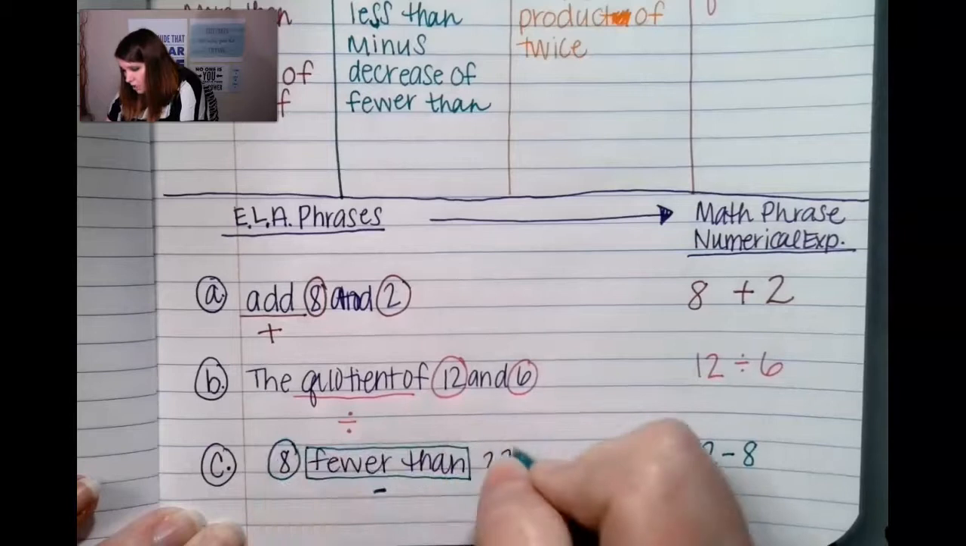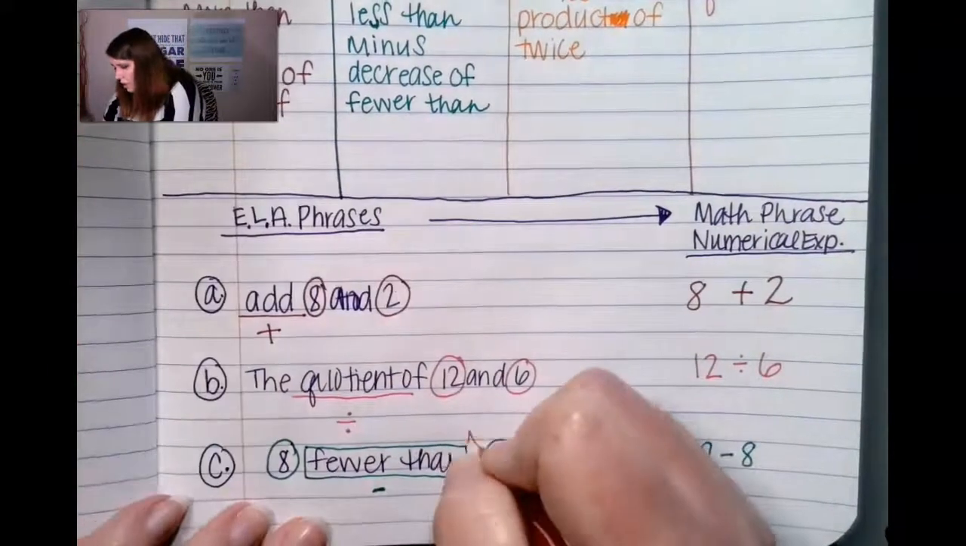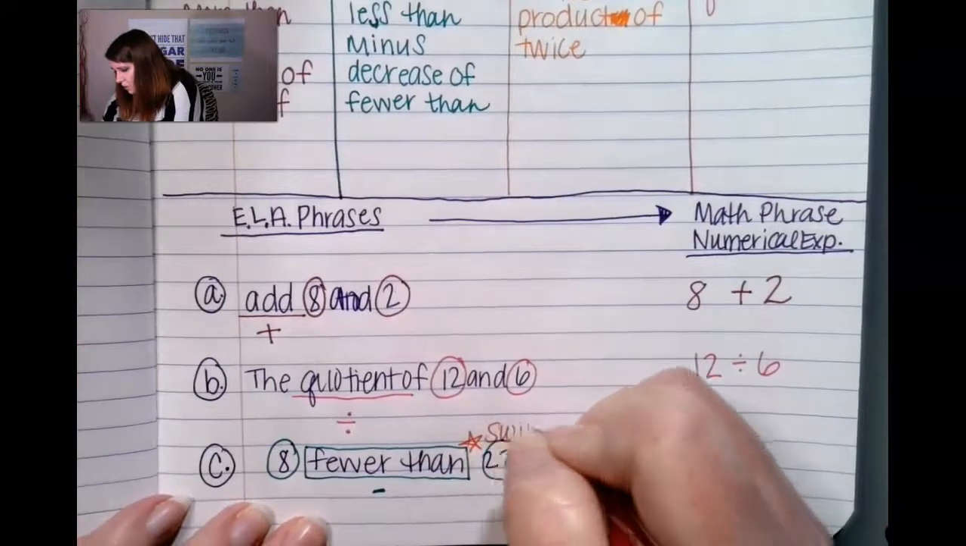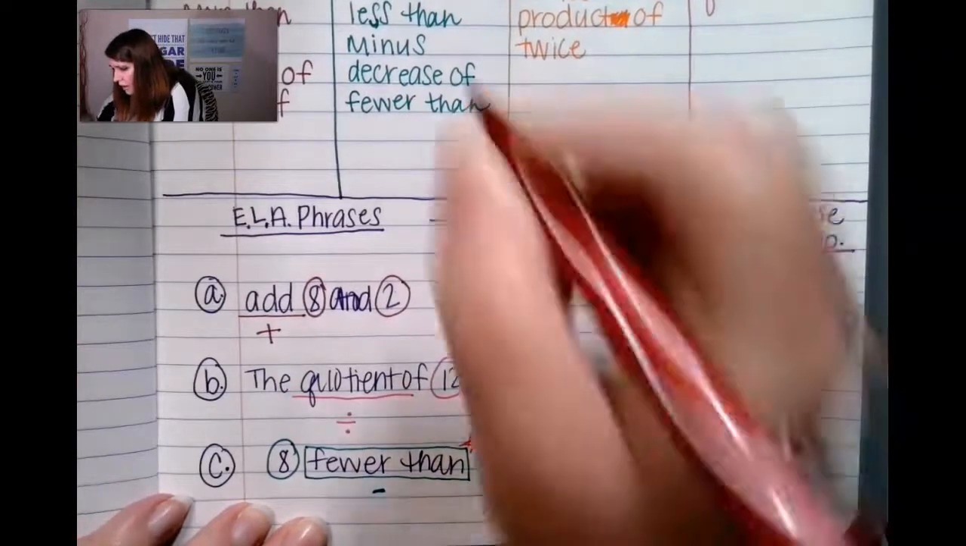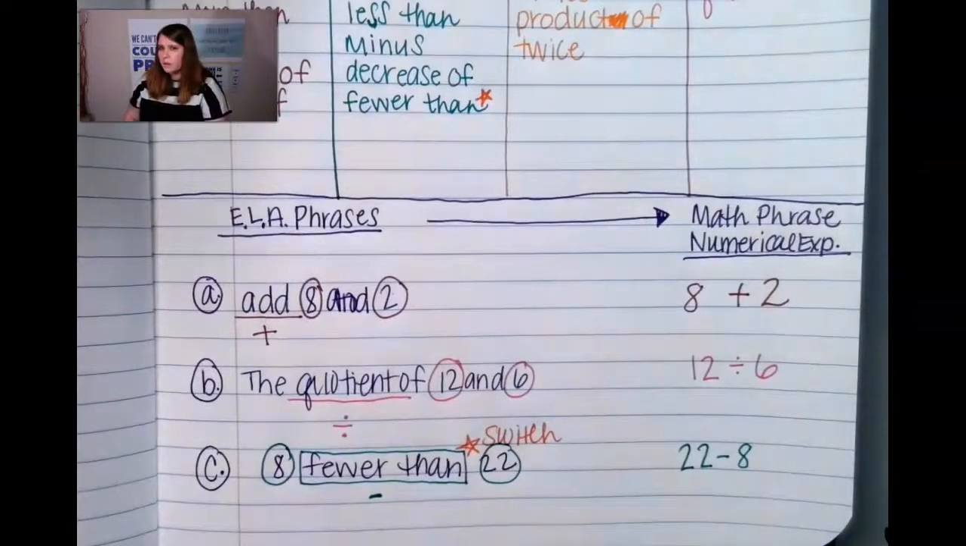So on the subtraction one, this is a weird one. So I am going to make sure that I knew I had to switch. And I'm going to put a little star up here because that was a weird one. And I want to make sure that I remember that fewer than, I need to switch those two numbers around.